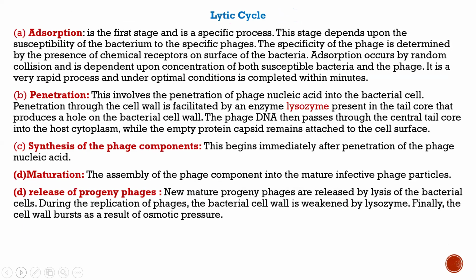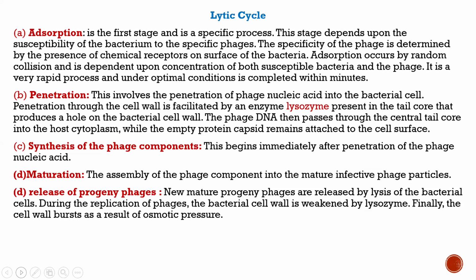Okay, so let's talk about adsorption. Adsorption is the first stage and is a specific process. It depends on the susceptibility of the bacterium to the specific phages. The specificity of the phage is determined by the presence of chemical receptors on the surface of the bacteria. Adsorption occurs by random collision and is dependent upon the concentration of both the susceptible bacteria and the phage. So it's a very rapid process, and under normal conditions it is completed within minutes.